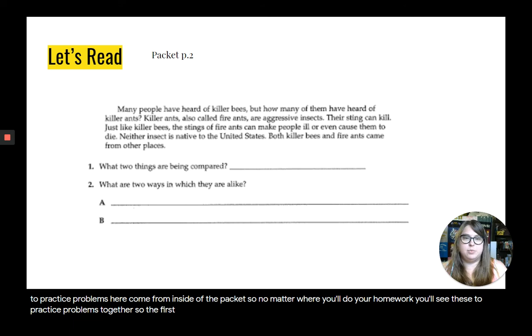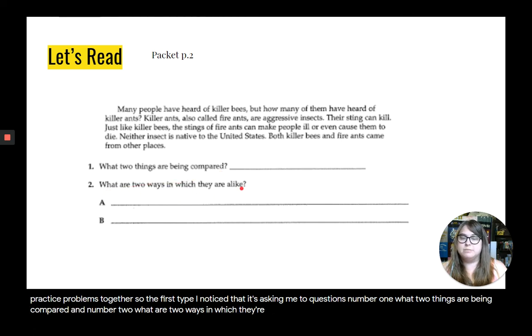For the first type, I noticed that it's asking me two questions. Number one, what two things are being compared? And number two, what are two ways in which they're alike? So I'm going to go ahead and read the paragraph to find out.